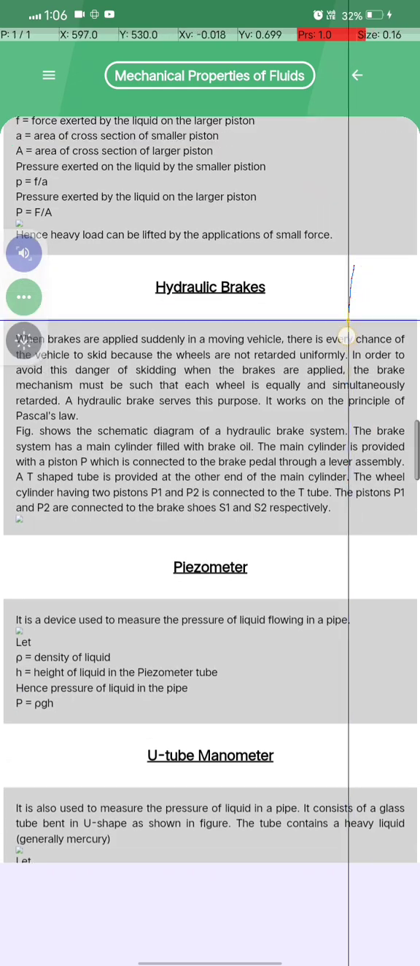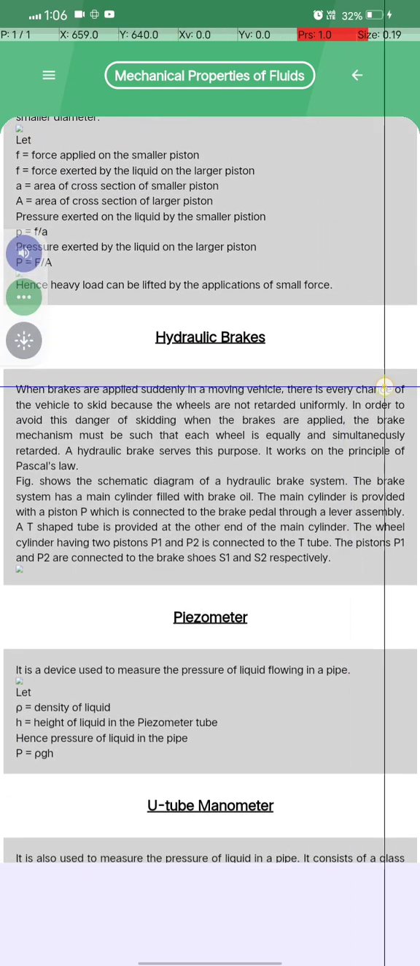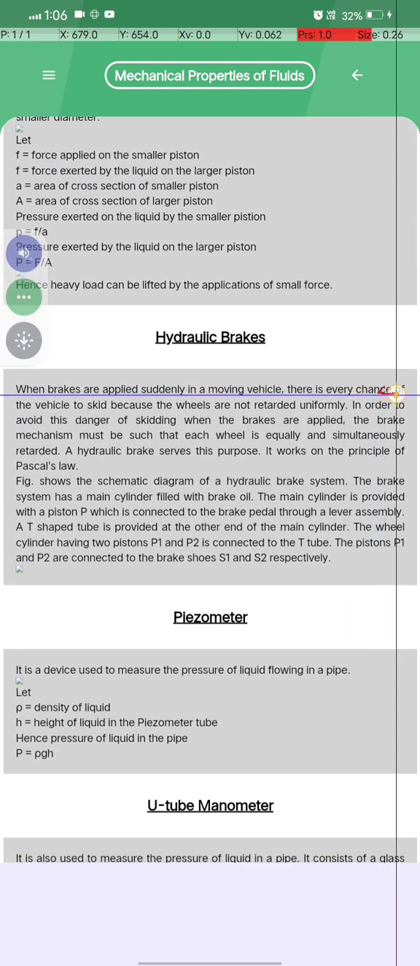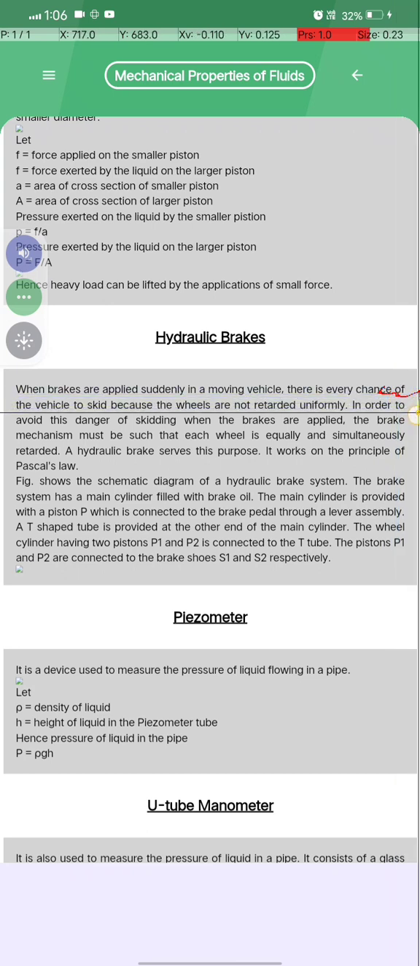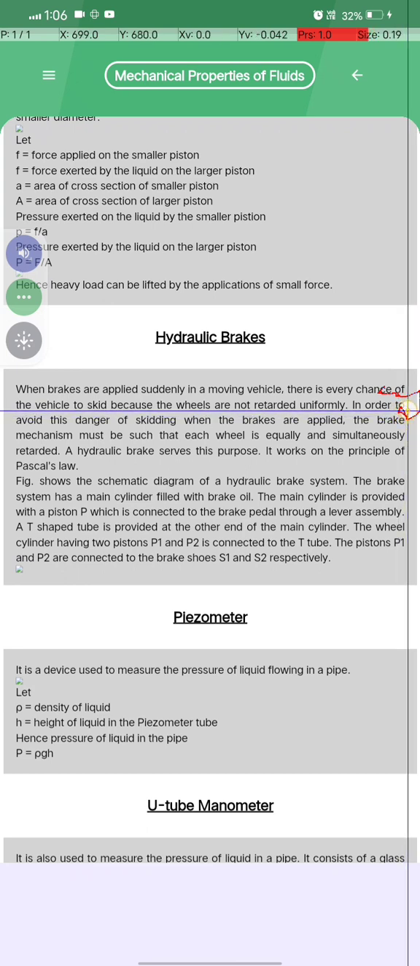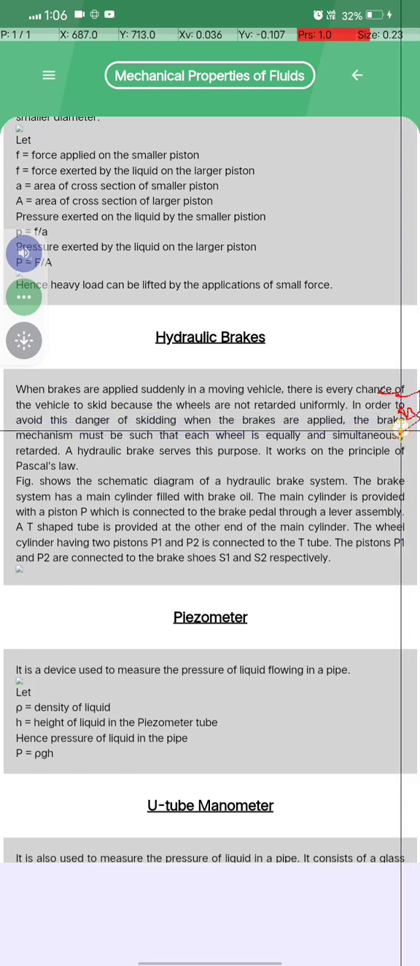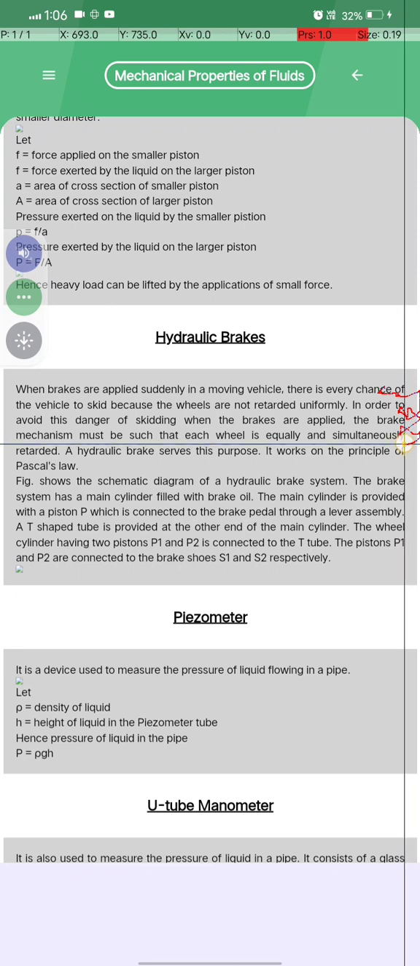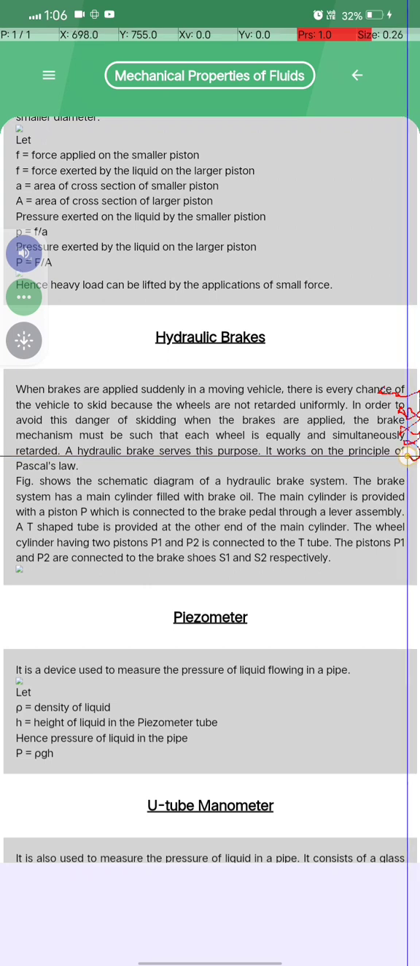अब हाइड्रोलिक ब्रेक क्या होता है? हाइड्रोलिक ब्रेक्स आर अप्लाइड सडनली इन द मूविंग व्हीकल्स, there is a very high chance of vehicles skidding because the wheels are not retarded uniformly, and the danger of skidding arises. When the brakes are applied, the brake mechanism must be such that each wheel is equally and simultaneously retarded, and the hydraulic brakes serve this purpose.